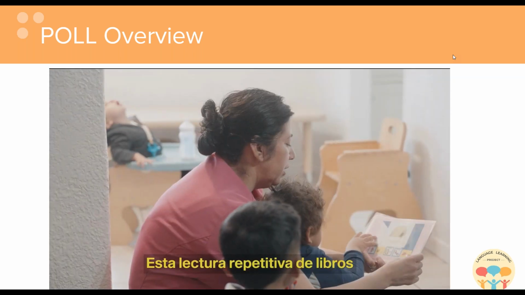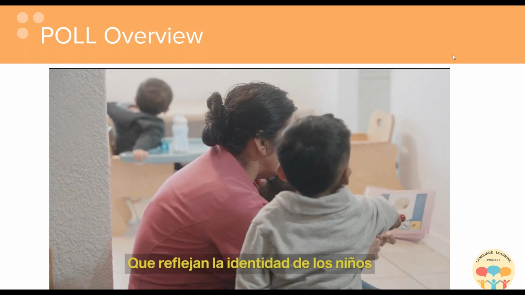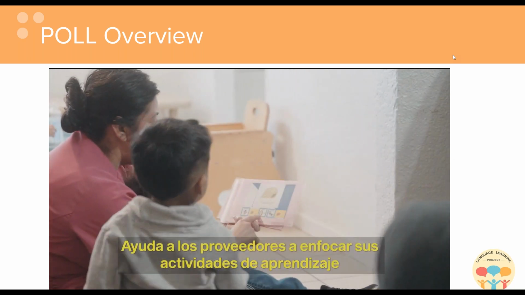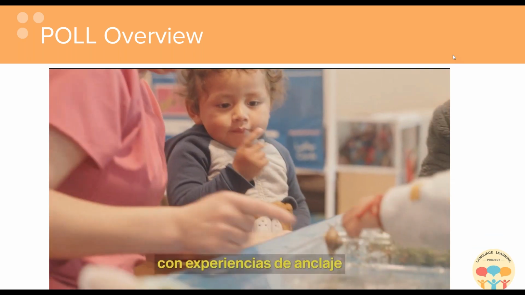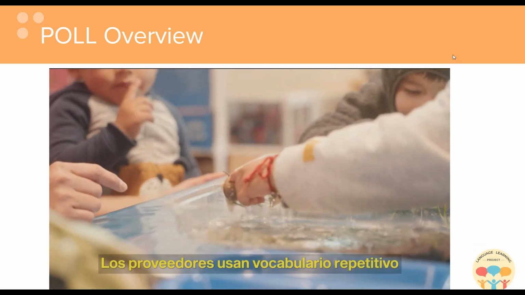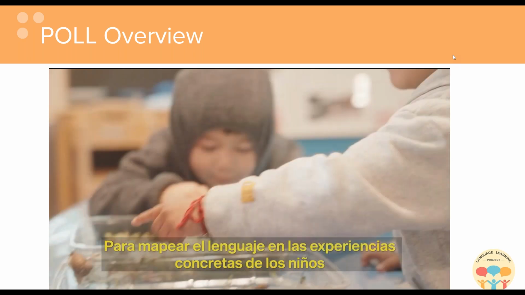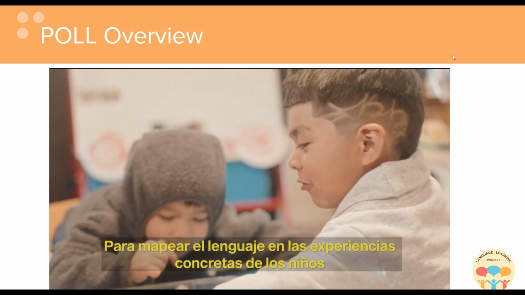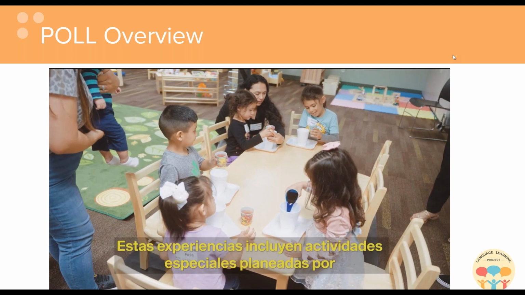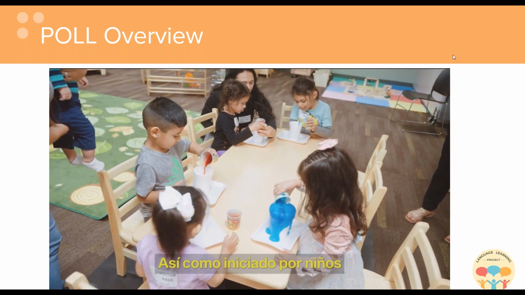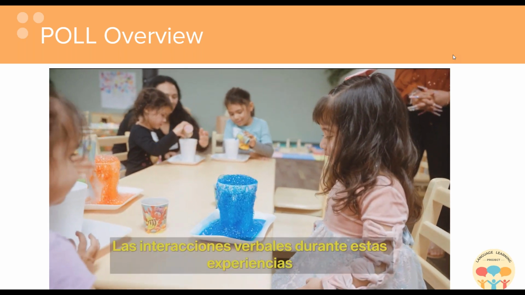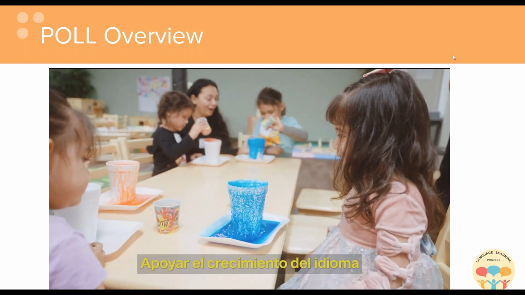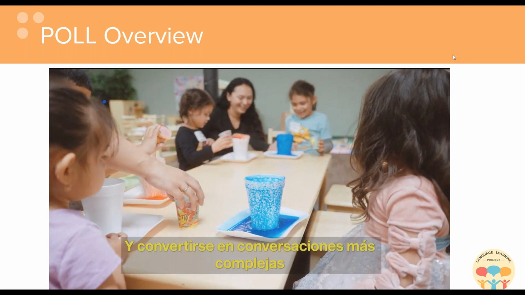This repetitive reading of books that reflect children's identity, family, and language helps providers focus their learning activities and environment. With anchor experiences, providers use repetitive vocabulary to map language onto children's concrete experiences. These experiences include special activities planned by the provider, as well as child-initiated engagement based on their interests. The verbal interactions during these experiences support language and develop into more complex conversations.